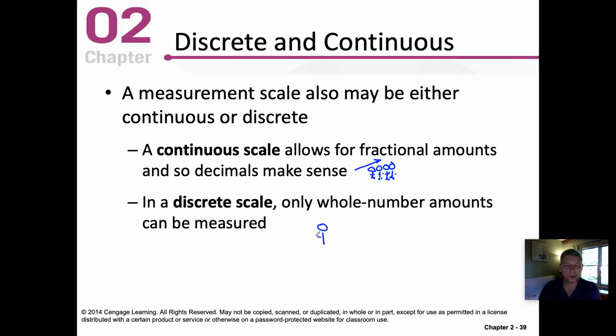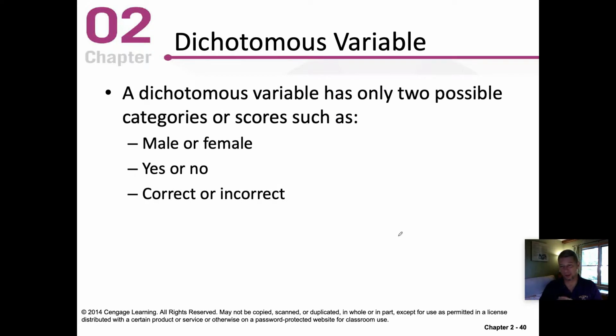So, male or female. I know that's a sexist drawing, but you get the idea. Males are 1, females are 2, or not to be sexist, females are 1 and males are 2. Now, that leads us to a discussion of what we call a dichotomous variable.